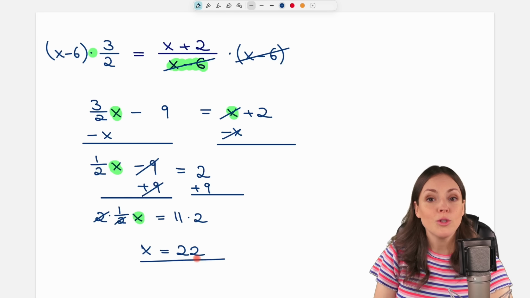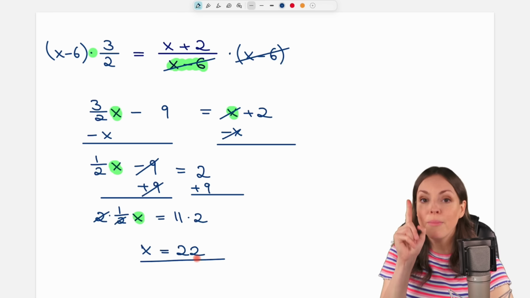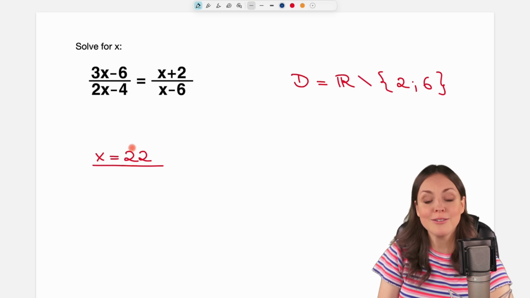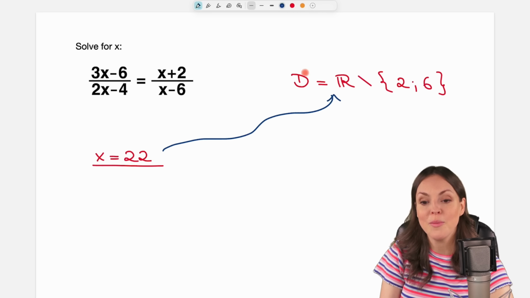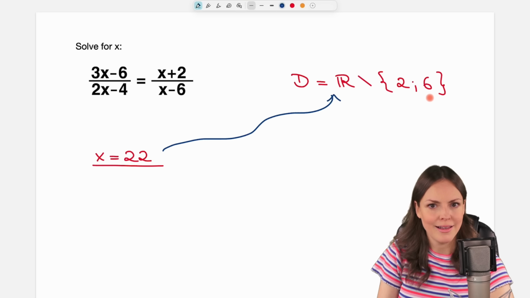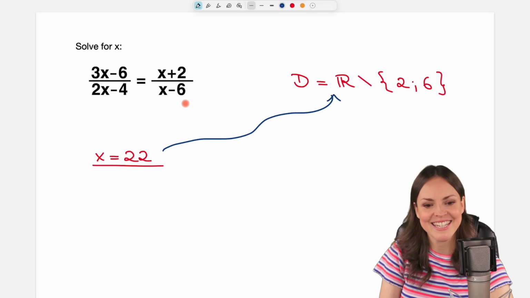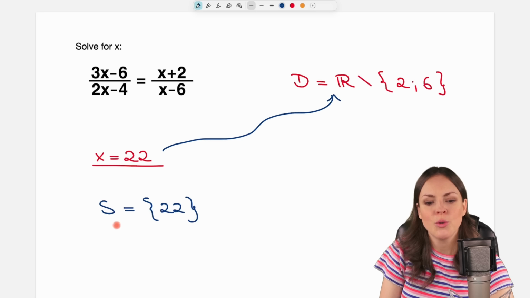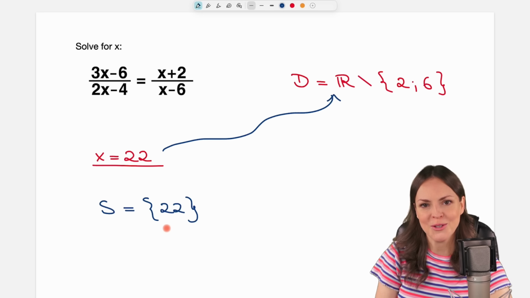We found a solution for our x, but we have to check whether this is a real solution. Is the 22 part of my domain? Yes, because only 2 and 6 were not allowed to play here with us. So 22 is fine. And if we want to write down the set of solutions, then it's the set consisting of the element 22, and this is our solution.